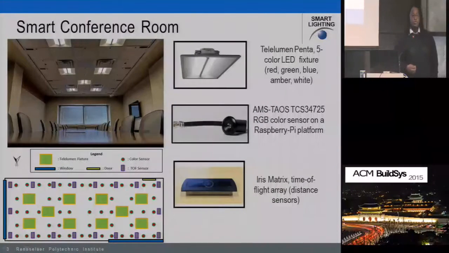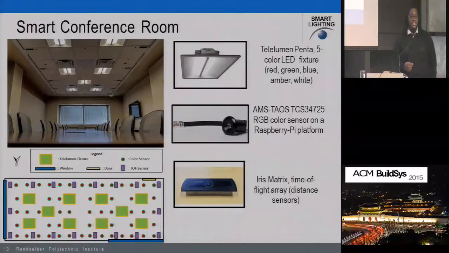So the smart conference room is an adaptive lighting testbed, as I said before. It's also a regularly used conference room for presentations, meetings, etc. The room is equipped with 10 5-color channel fixtures. These are individually and independently controllable. There are also 53 RGB sensors that we use for color sensing, and these are low power with a dynamic illuminance or lux measurement.